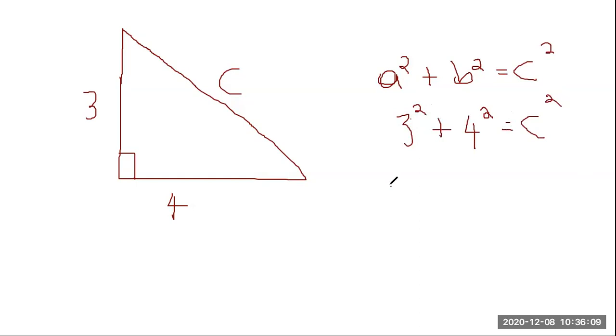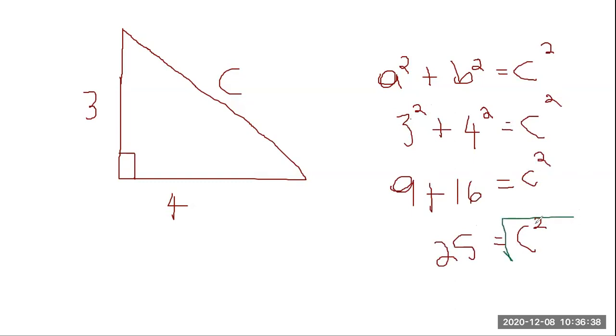So 9 plus 16 is equal to c squared. 9 plus 16 is 25. So 25 is equal to c squared. They didn't ask me to find c squared. They asked me to find c. So in order to find c, I need to square root it so that the square could be taken out. But whatever I do to one side, sure enough, I've got to do it on the other side.